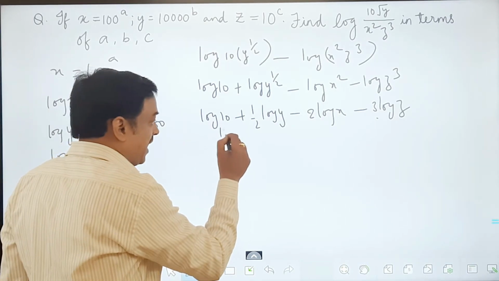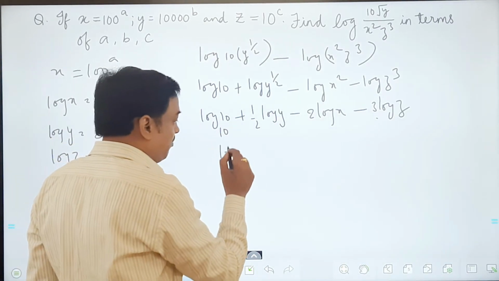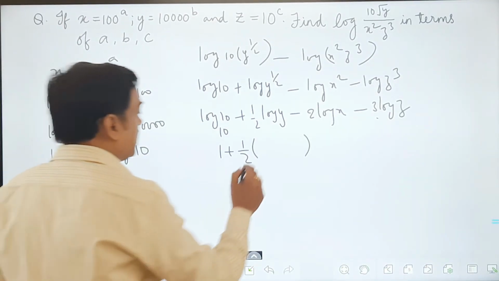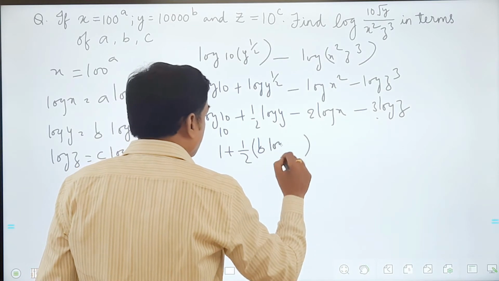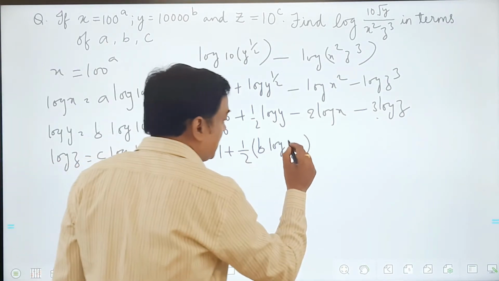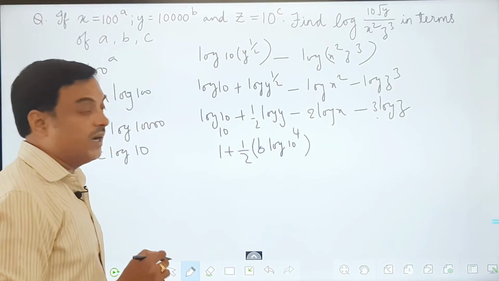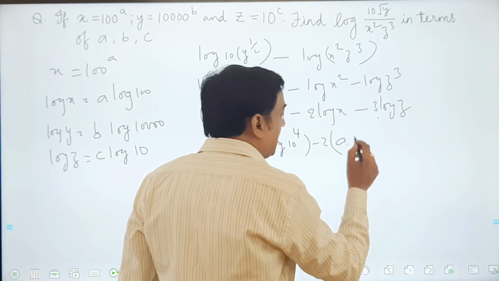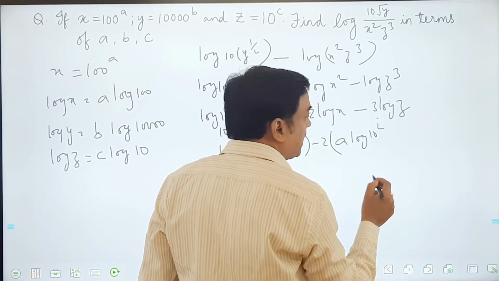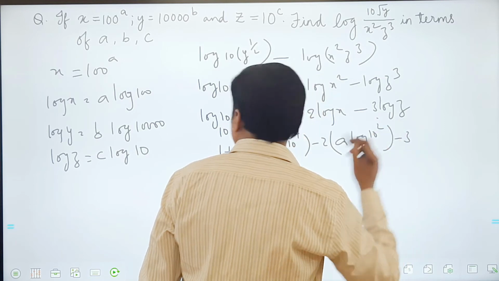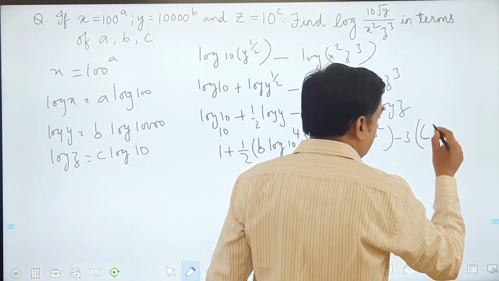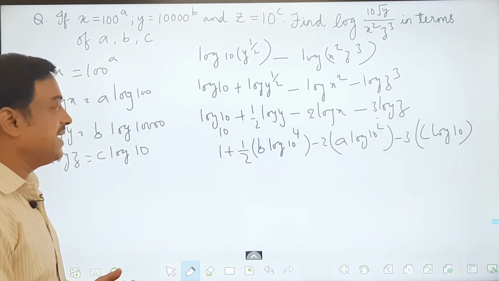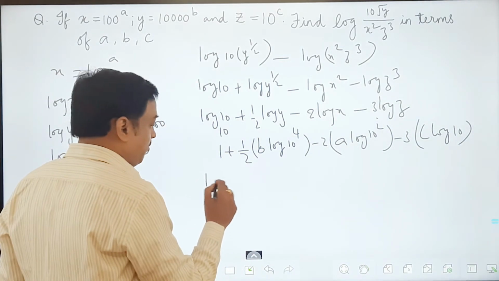Now this one is by default base 10. This is 1 plus 1 by 2 into log y. What is log y? You can take here b log, you can say 10,000 as 10 to the power of 4 as well if it is required, minus 2 into log x. What is log x here? A log 10 square I can take, minus 3 log z is given as c log 10 is what you get here in this case. Okay, so few changes I got it, so that we can see 1 plus this.